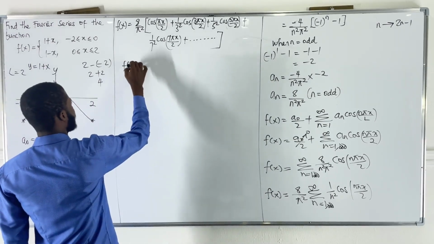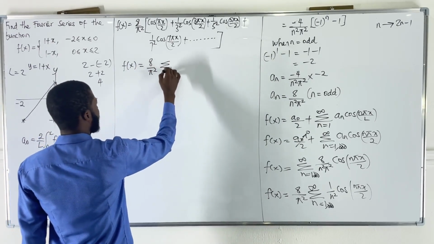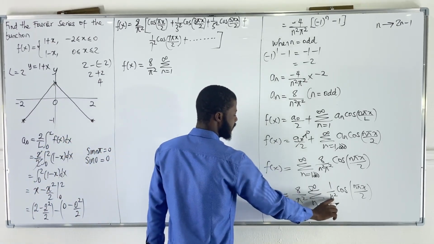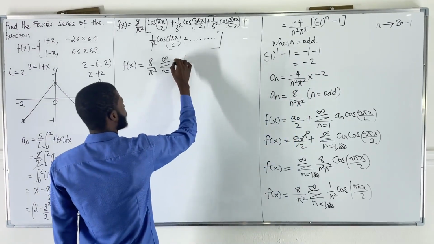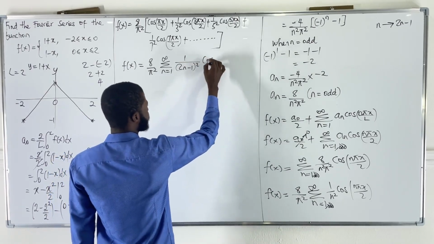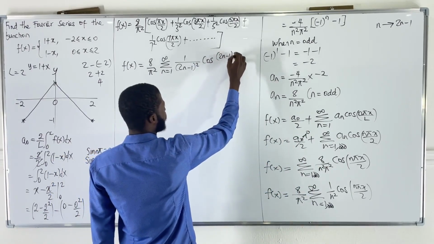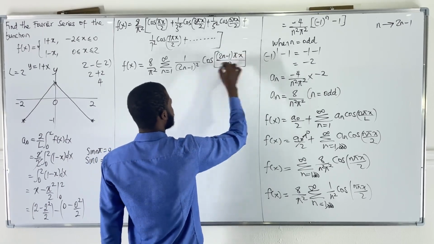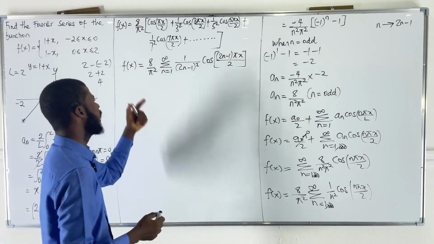So what you say is f of x is equal to 8 over pi squared times the sum from n equal to 1 to infinity. Now, for the remaining part, anywhere you see n, you'll be putting 2n minus 1. So make that substitution. So this will be 1 over 2n minus 1 squared, and then cos, so this is another n, that n will become 2n minus 1 pi x all over 2. So this, ladies and gentlemen, will be the answer if they say leave it in terms of n.